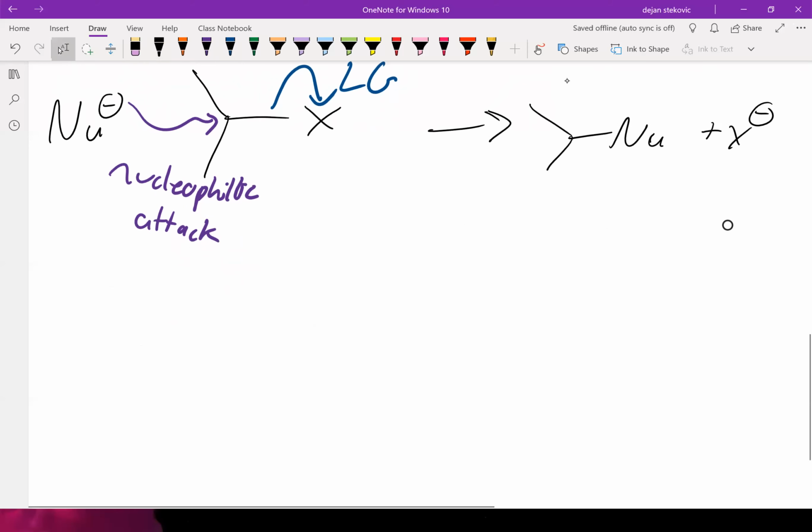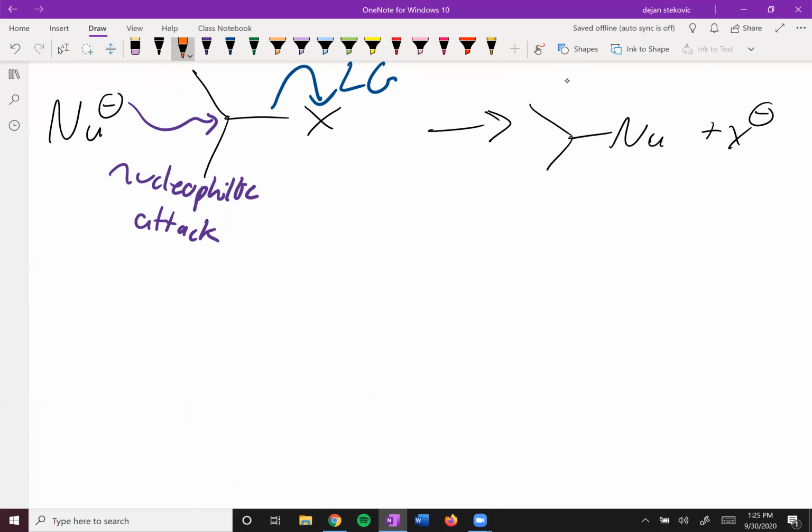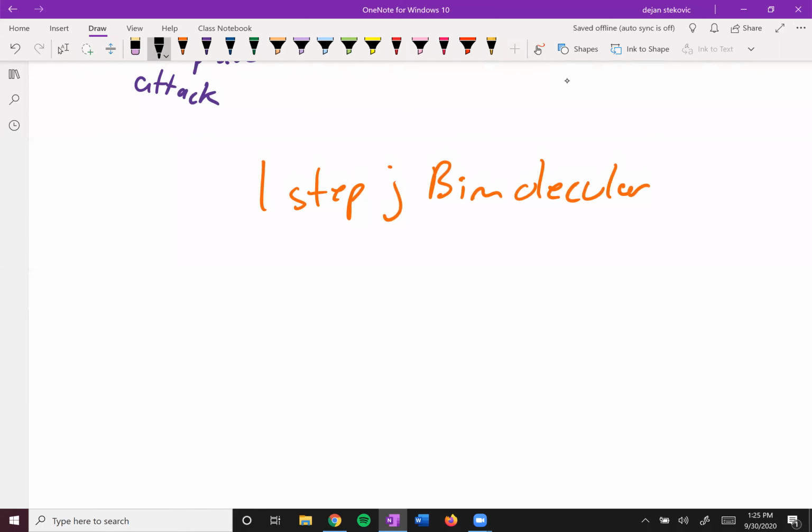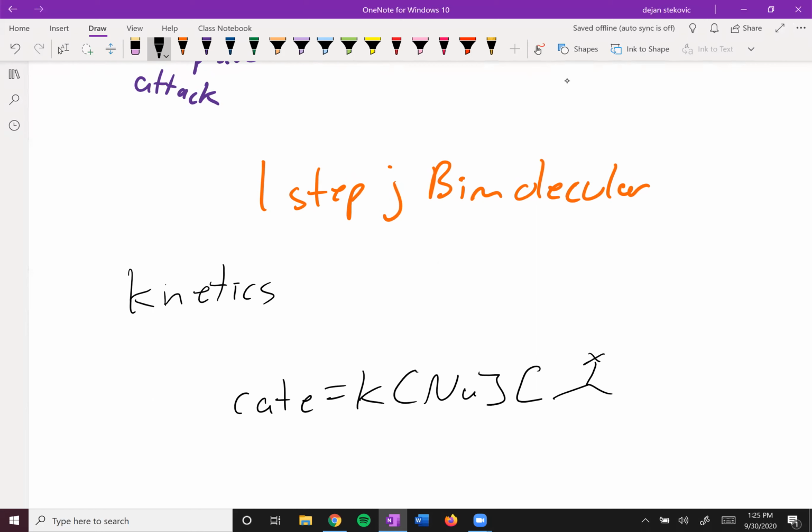And so why do they call it SN2 if it's one step? And that's because this step is bimolecular. In order for this reaction to occur, these molecules must slam into each other, right? So if we think about the kinetics of this, we can write the rate law. The rate law is going to be equal to k times the concentration of your nucleophile times the concentration of whatever your substrate is, right?